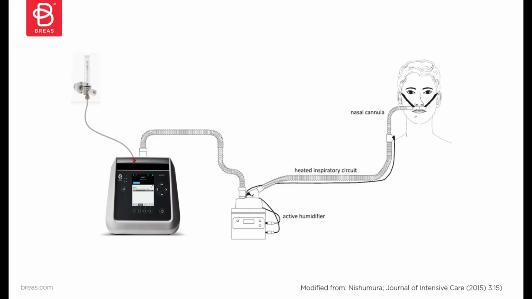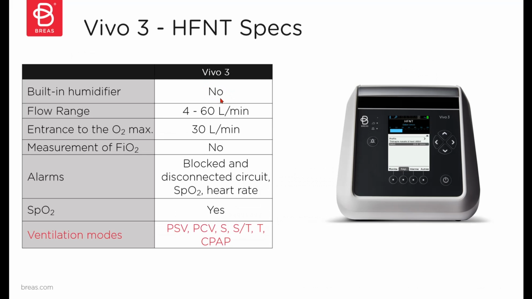When using the Vivo 3 for high-flow nasal therapy, the integrated humidifier cannot be used, and we recommend to use an external heated humidifier. The Vivo 3 is able to deliver a flow rate from 4 up to 60 liters per minute. This flow can contain up to 30 liters per minute of oxygen. FiO2 cannot be measured by the Vivo 3.